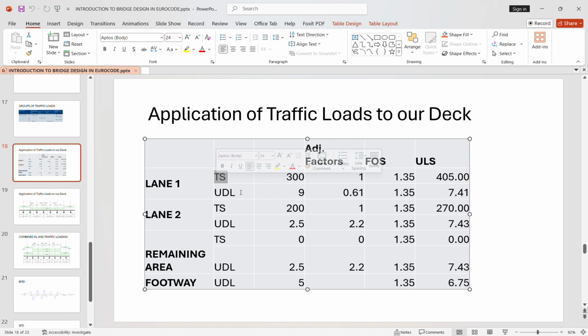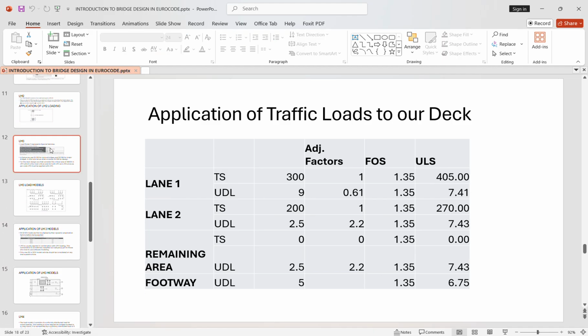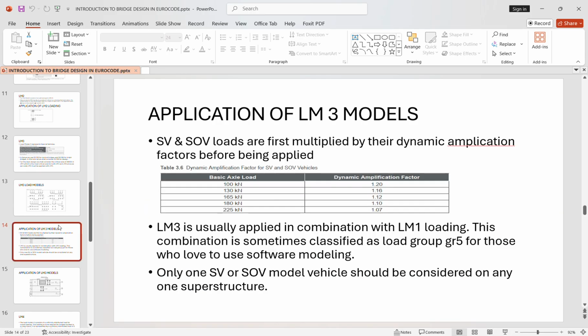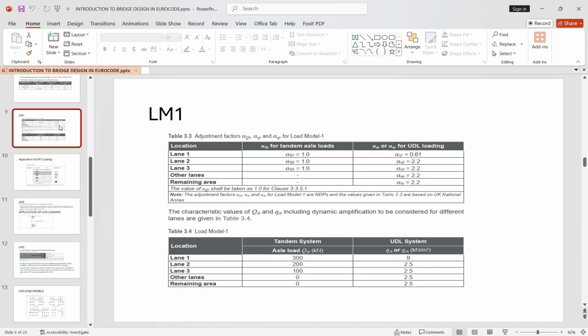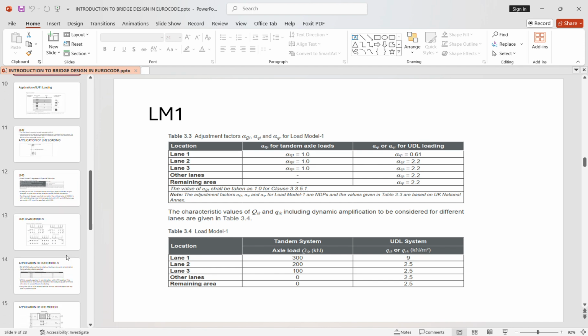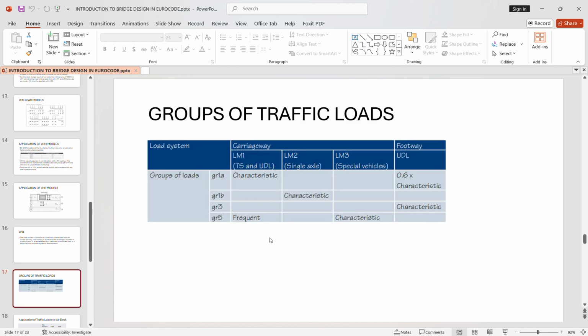This is the tandem loading, or the axle loading, and this is the UDL. For lane 1 we shall be using 300 and the UDL is 9. These are values we find from this table, so we come back to our load model 1 table. 300 and 9, and then we factor them. We factor 300 by 1, and then we factor 9 by 0.61. That is what I have done here.